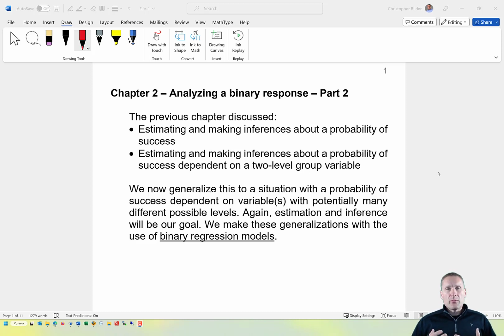And so to make this further extension of making inferences about probability of success, we need to now use regression models. And we're going to use what are referred to as binary regression models, because our response variable, still going to be called our y, has one of two different categories associated with it. These categories, just like what we've done previously, we're going to generically refer to as a success category and a failure category.